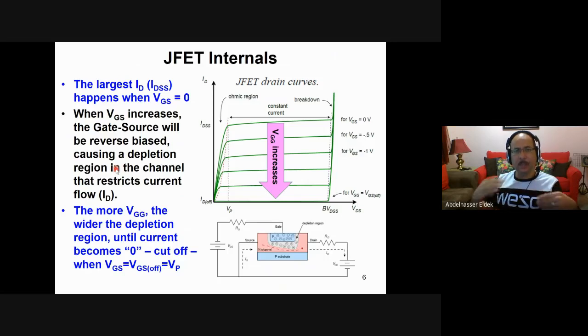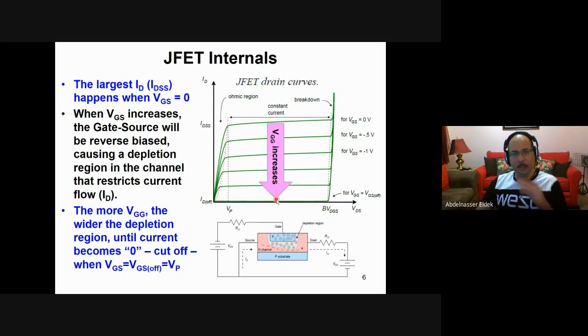And this depletion region depends on the value of VGG or VGS. They are related to each other. So when you increase VGG, you increase the depletion region. When you increase it more, you increase it more, and so on. And whenever you increase the depletion region, you decrease the current. This is what happens. So as you see here, when you increase VGG, you increase VGS also, and you increase the depletion region because it is reverse bias. So the current ID will be decreased like this. From here, this is the maximum. And this one at, for example, VGS equals 0.5, 1, and so on.